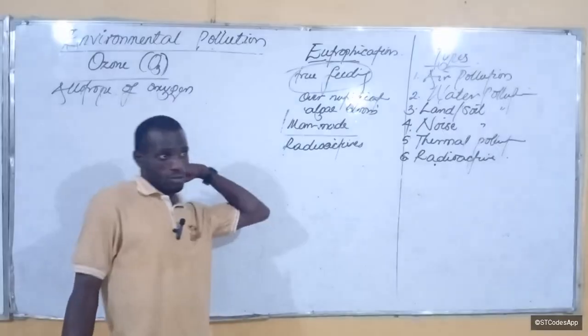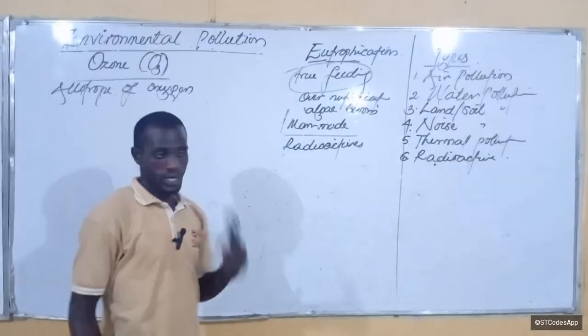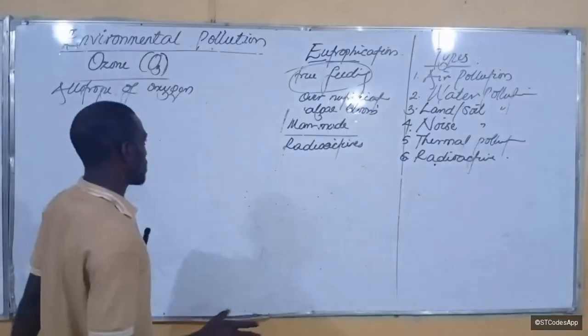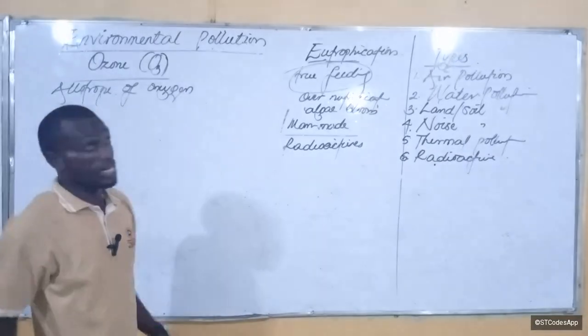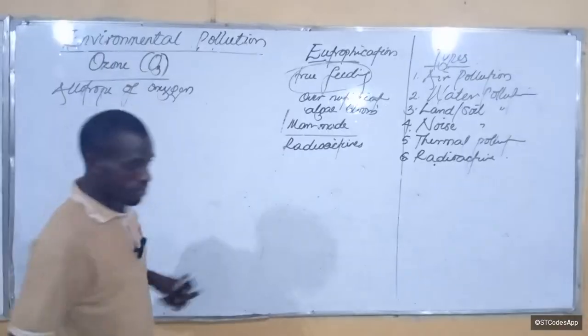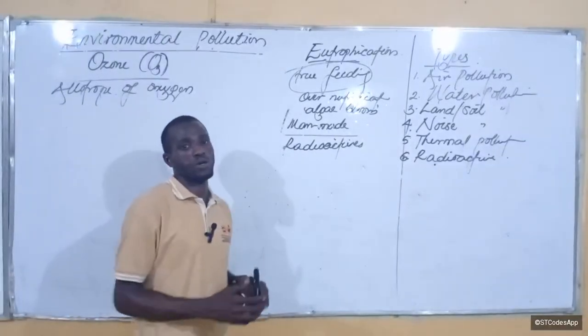It is harmful to us too, so we cannot inhale it, okay? But primarily ozone, and we have the formula O3, is an allotrope of oxygen. Now, what do we have to talk about ozone?